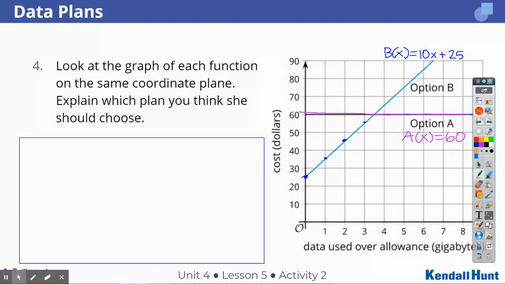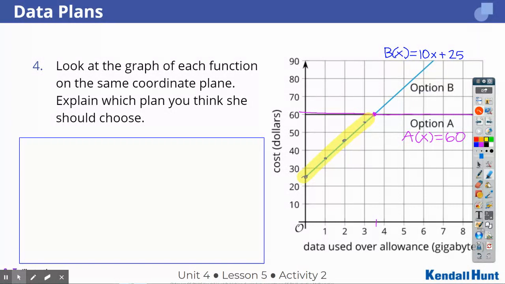So which plan do you think she should choose? Well, it makes a difference how much data we're using. We can look where these two lines cross right here, and that's at 3.5. So that would tell us that we're using 5.5 gigabytes of data. If you used 5.5 gigabytes of data, it would be in your best interest to choose option B because you're going to pay less.